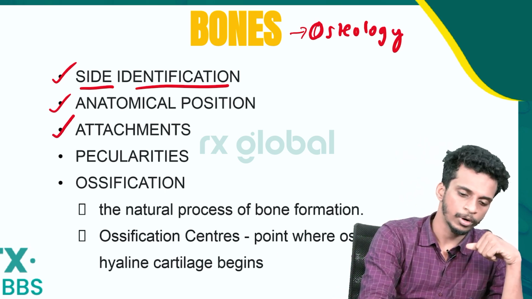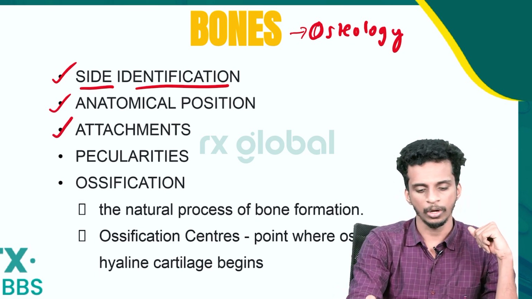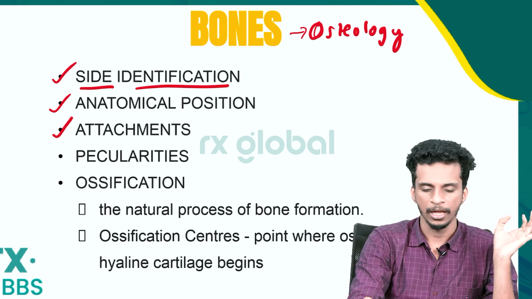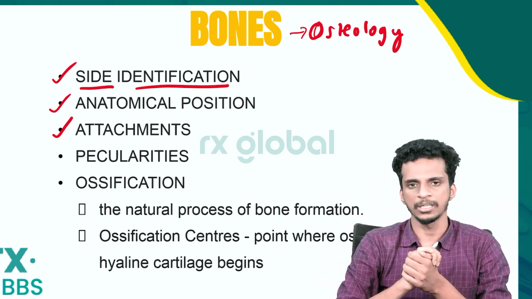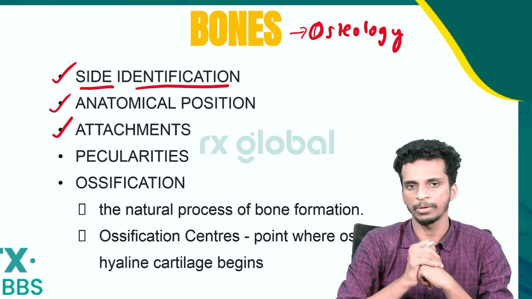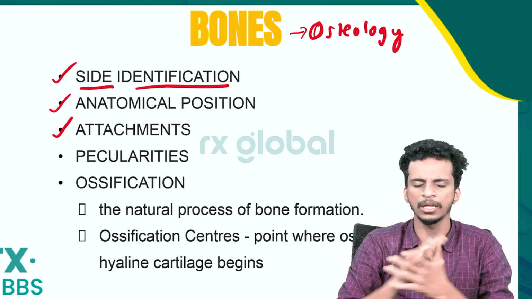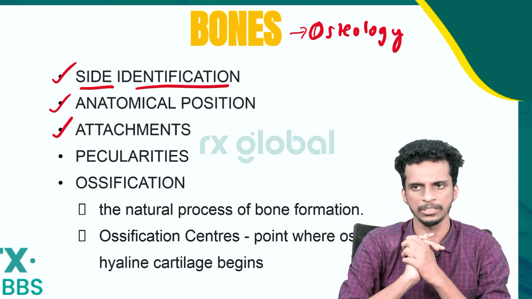Okay, now the third important point of a bone is its attachments. Regarding attachments, we have already discussed. Attachment means the muscles attached to the bone. So the clavicle will have different muscle attachments. You need to learn which muscles are attached to the clavicle, or say any bone. For any bone, you need to know which muscles are attached to it.